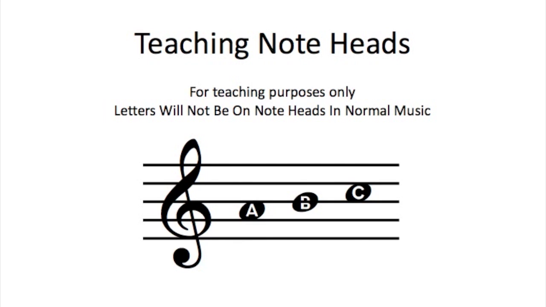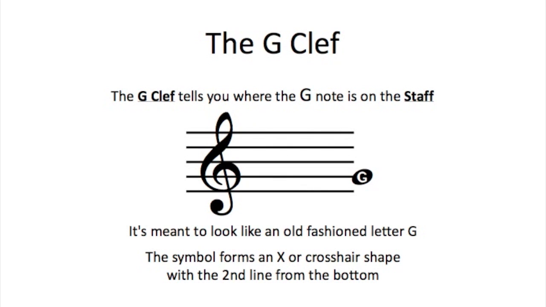In order to know which letter the notehead represents, we have to start with what is known as a clef. This is the G clef. The G clef is a symbol that is supposed to look like an old-fashioned letter G. The G clef tells you where the G note is on the staff.